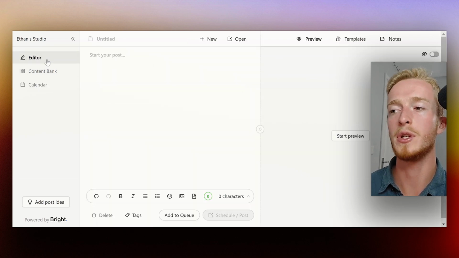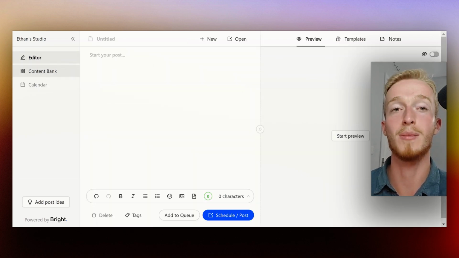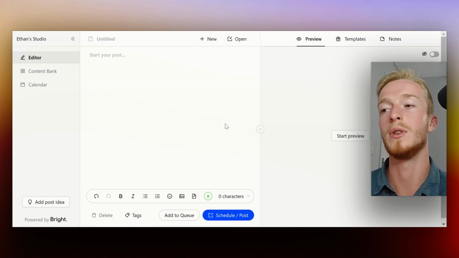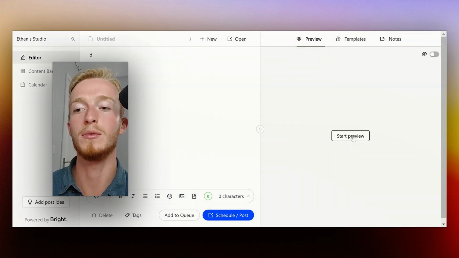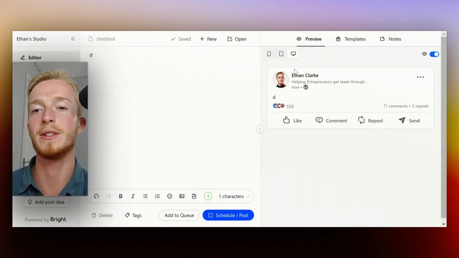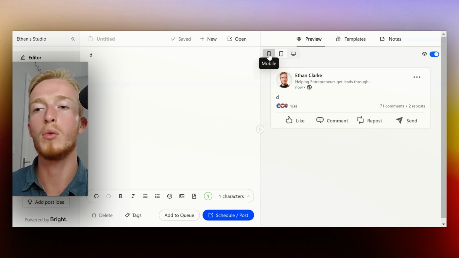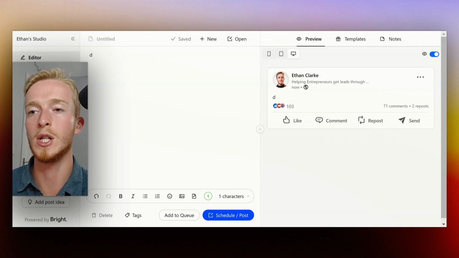But what I want to share that's most important here, at least in my opinion, is this editor. One of the things you can do with this is that when you are typing, you can also do a preview and see how it's formatted on all these different types. So that's obviously really, really useful.